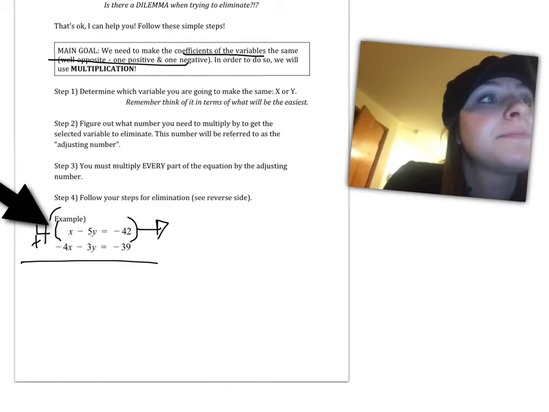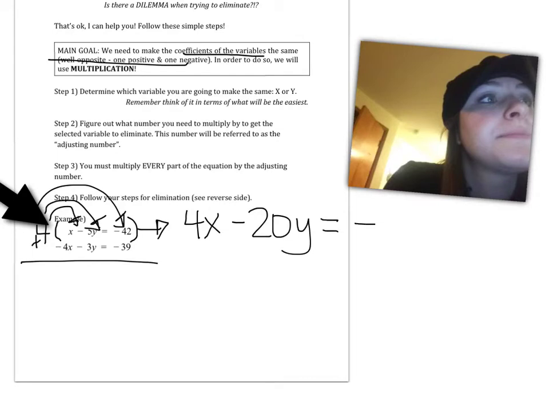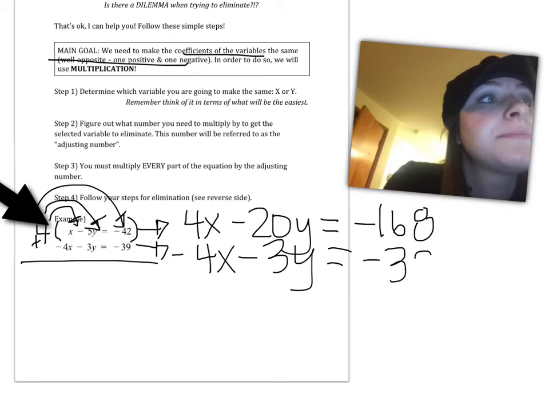Alright, so I have to distribute this 4 to everything inside. 4 times x gives me 4x. 4 times negative 5y gives me negative 20y. And 4 times negative 42 will give us a negative 168. Now I'm going to bring down the other equation, and I'm going to line everything up right underneath it. So I have negative 4x minus 3y equals negative 39.